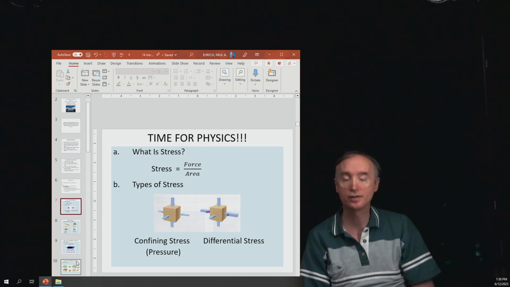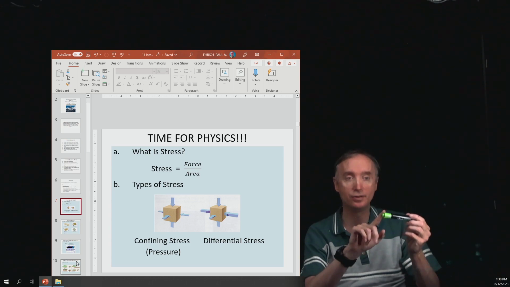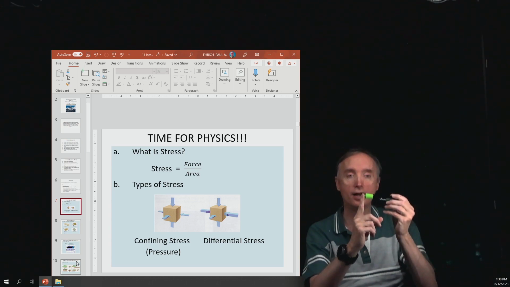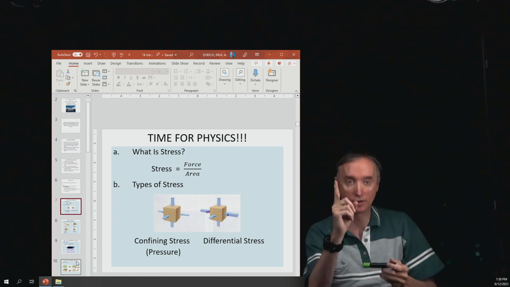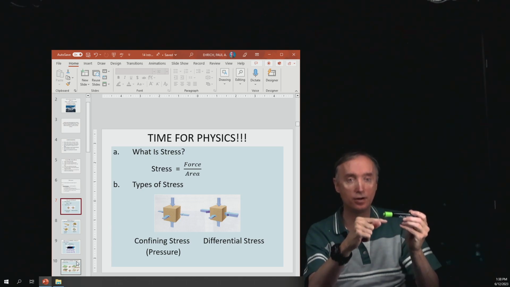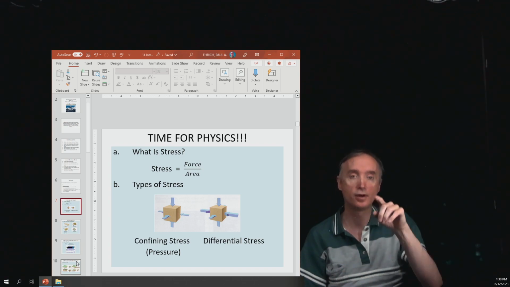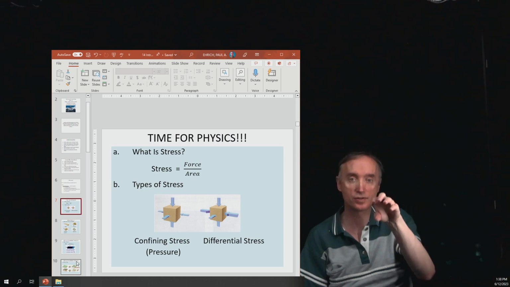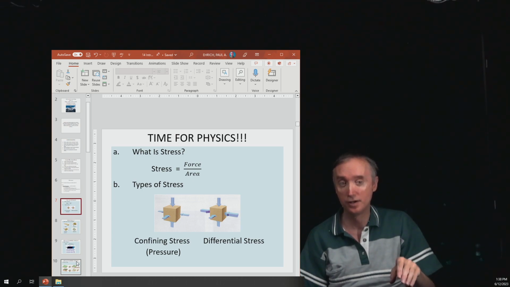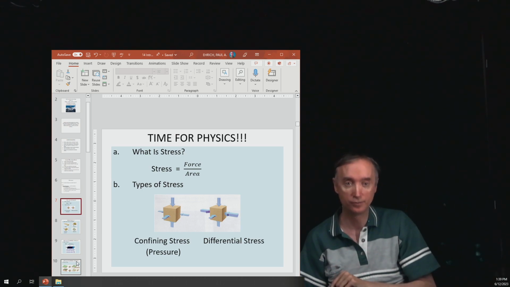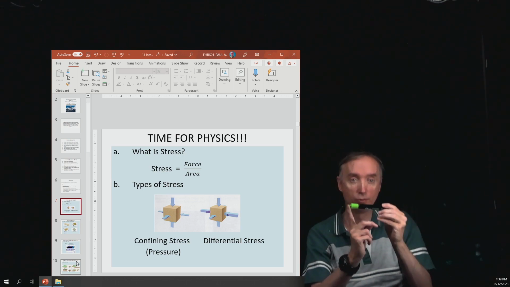So stress is going to be when you apply a force to an area. We did an experiment where you took the pointy end of your pencil and you applied a force to your finger. But the area on the tip was small. If you take the formula, stress is force divided by area. So if the area gets small, then the stress gets big. And so it hurts your finger more when you do that.